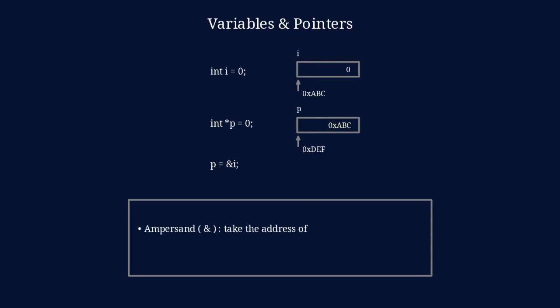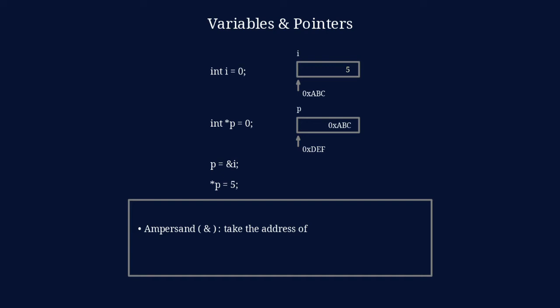The ampersand means take the address of. So p now has the value, the address of i. So in here you will see ABC. Now, what if I do asterisk p equals 5, let's say?